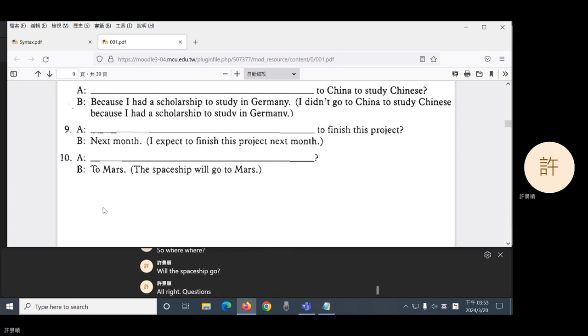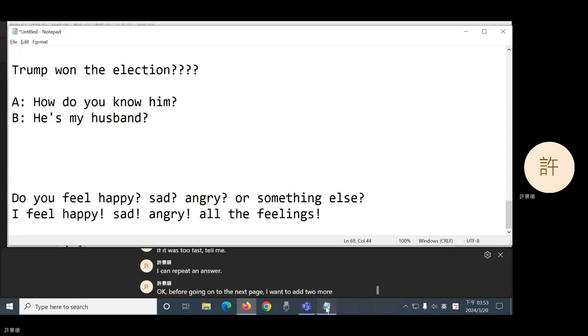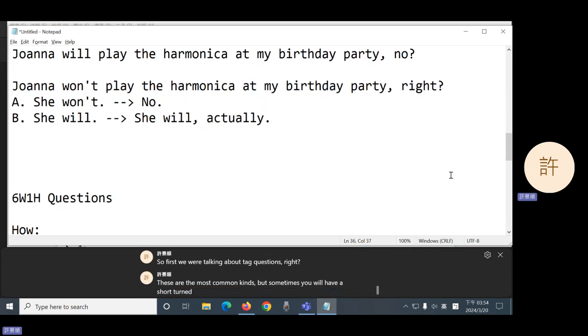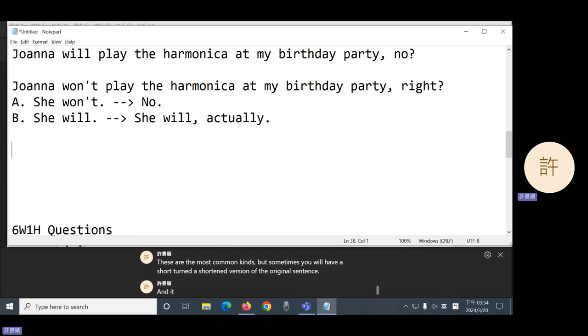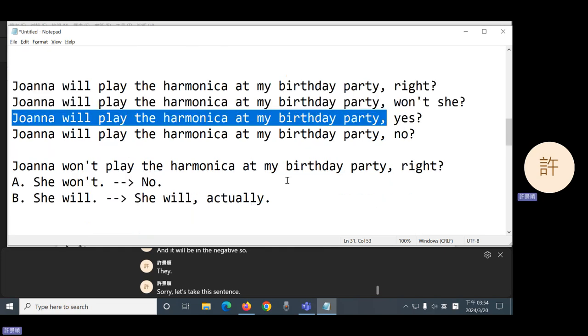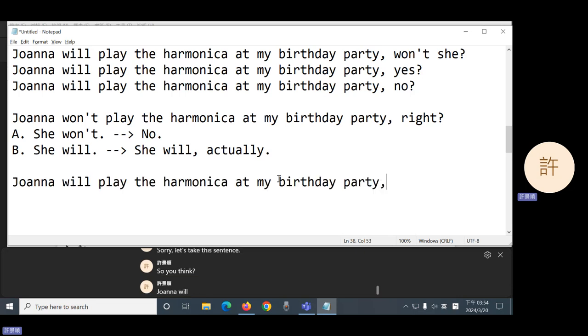All right, questions? If it was too fast, tell me, I can repeat an answer. Okay, before going on to the next page, I want to add two more things. So first, we were talking about tag questions, right? These are the most common kinds, but sometimes you will have a shortened version of the original sentence. And it will be in the negative. Let's take this sentence. So you think Joanna will play the harmonica at your birthday party, but you want to confirm. You can say this.